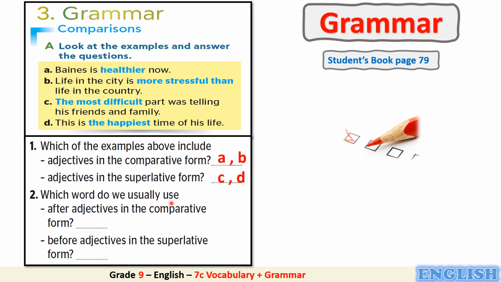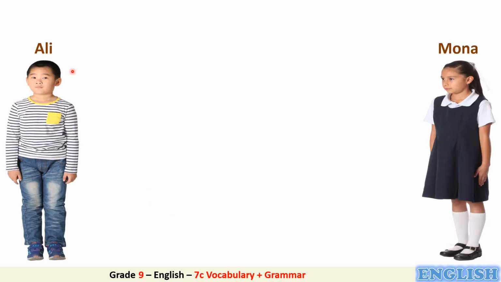Number 2. Which word do we usually use after adjectives in the comparative form? Excellent, my students. Than. Before adjectives in the superlative form, which word? Very good, my students. The most, or the happiest. Great job, my students. Look at this boy, Ali, and this girl, Mona.